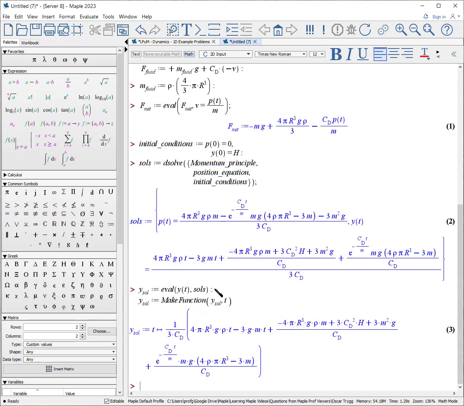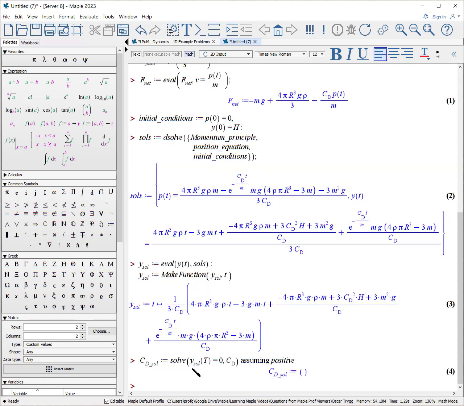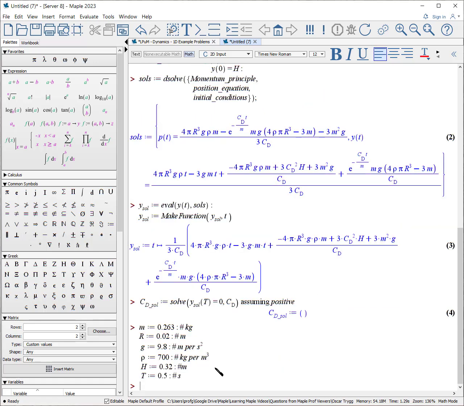How do we extract out the solution? Well, we can evaluate the solution from our set of solutions, and if necessary, we can make a function out of it, which is a function of t. At this point, our goal was to find, given the fact it falls for a time t and hits the bottom, what is the drag coefficient? Unfortunately, this is too complex to find a closed form solution. And thus what we have to do is solve it numerically with the values that are provided.